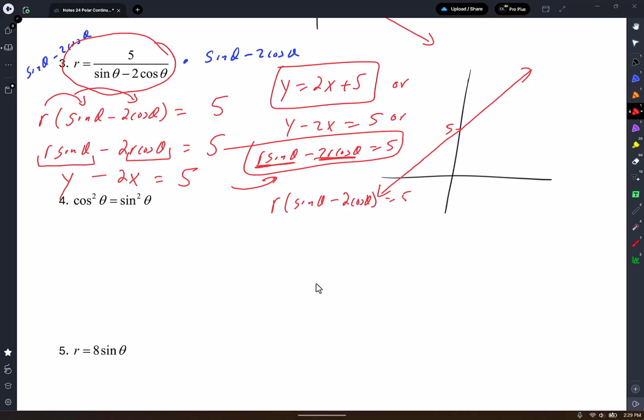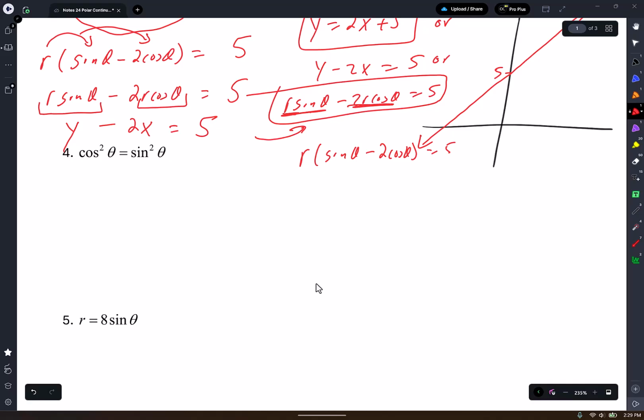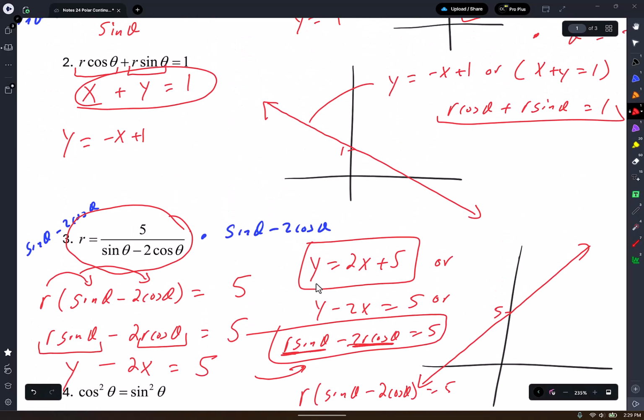Okay, let's continue. Did you guys like that stuff or no? All right, here we go. Cosine squared equals sine squared. Well, what do we know? We know that x equals r cosine theta. We know that y equals r sine theta. That's what we have up here.